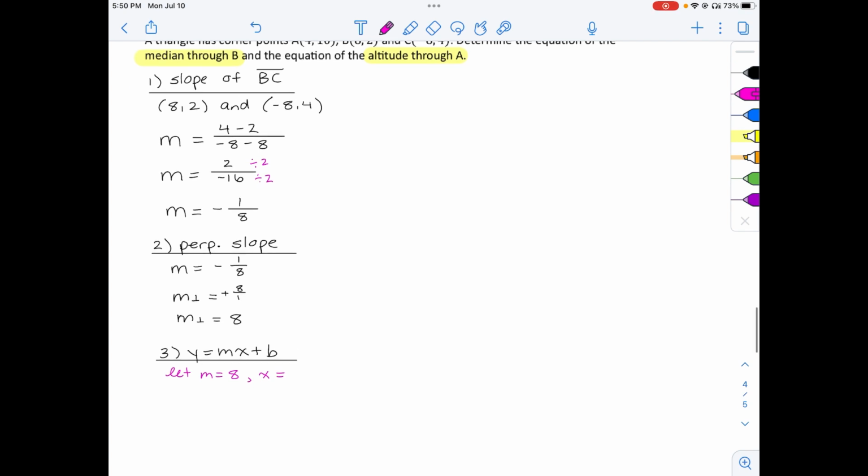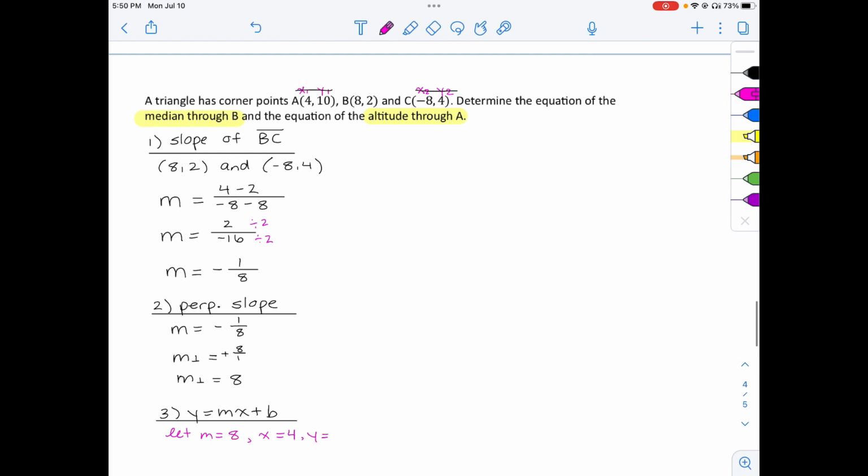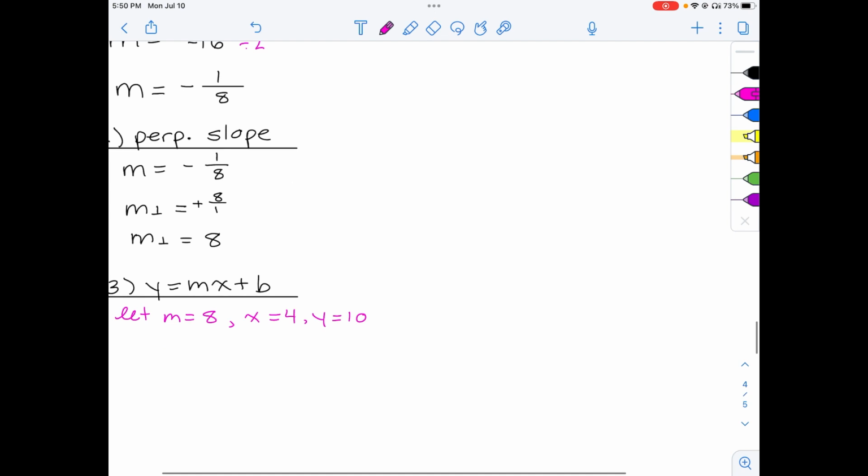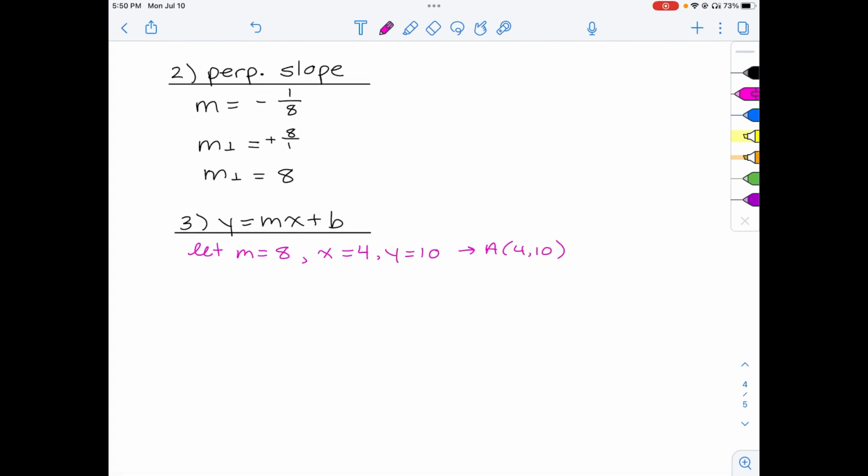Then x is going to be the x coordinate of point A, because that's the point that I'm going through, so 4. And y is the y coordinate of point A, so that is 10. I'm just going to show here that's where I got that from. So point A is (4, 10). It's important that you're using the coordinates of the point that is specified in the question. So it specifies that we want the altitude through A. You don't want to use B or C because that, again, will give you the incorrect equation. So this will be 10 is equal to 8 times 4 plus b.